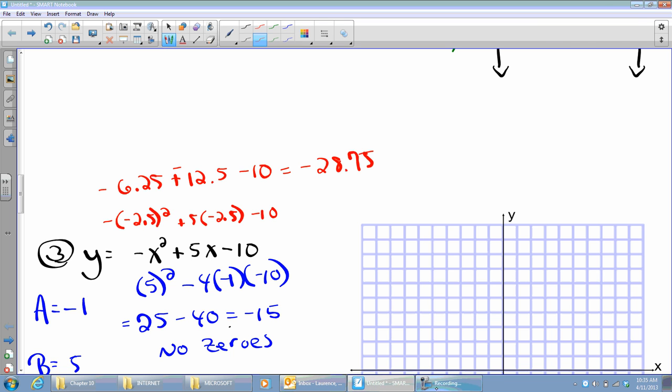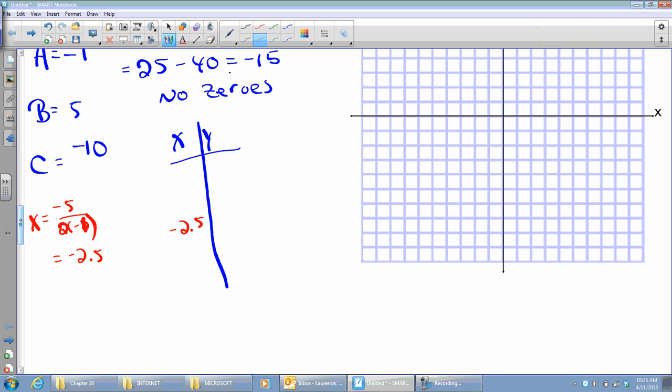Hold on, let me pause it just to make sure, not waste your time. Okay, just because it was such an unusual answer, I wanted to check it, and I sure did come out with the same thing, so -28 3/4. And so that vertex is going to be way down here, where we got -2.5. It's going to be way down here.